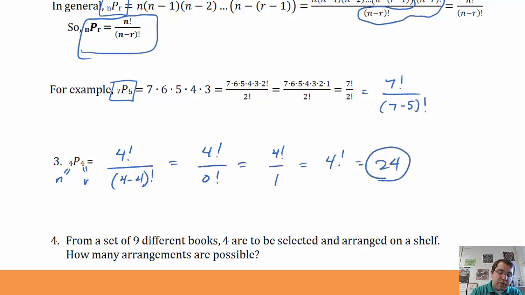So notice, the permutation of 4 things taken 4 at a time is 4 factorial. The permutation of 5 things taken 5 at a time is 5 factorial. The permutation of 100 things taken 100 at a time is 100 factorial. All right?